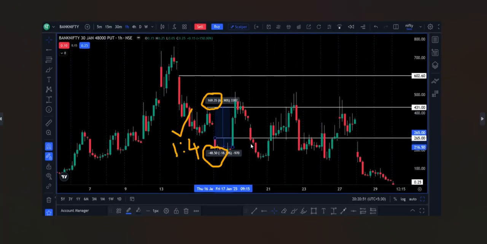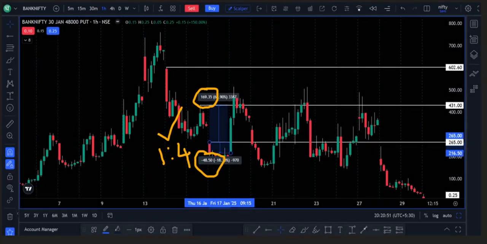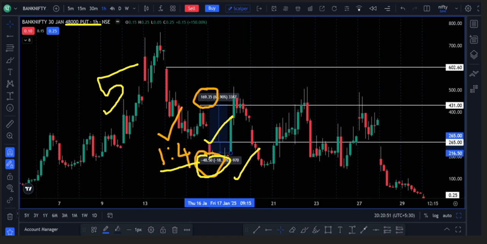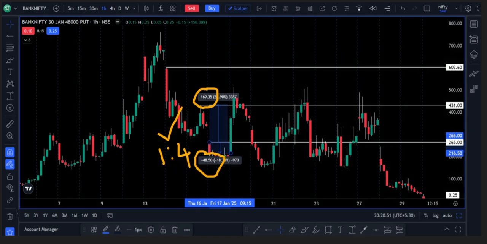This was created on the 48,000 put. The moment it broke the previous day high, against a risk of 48 rupees, the reward was 169 rupees. So the risk to reward was 1:4. Right? So this is the fifth opportunity that the market has given, and this happened on 18th of January. Let us look at the next opportunity.